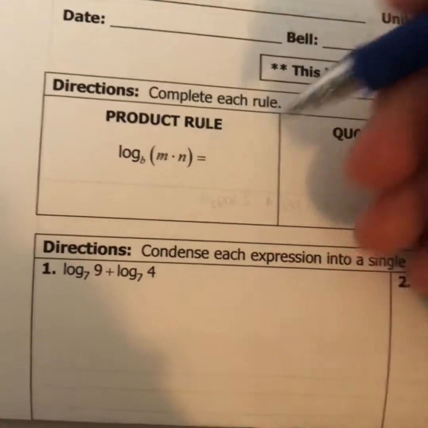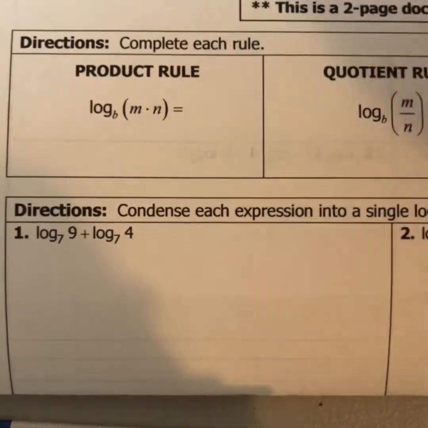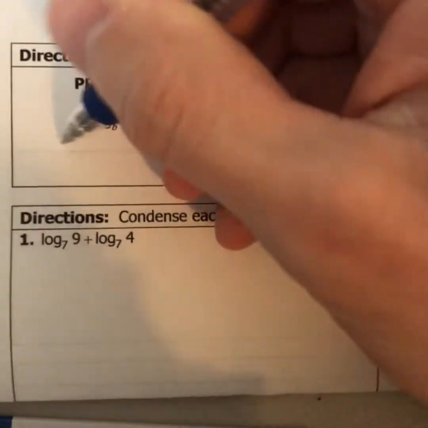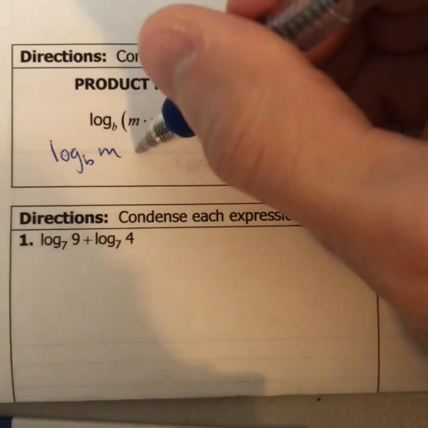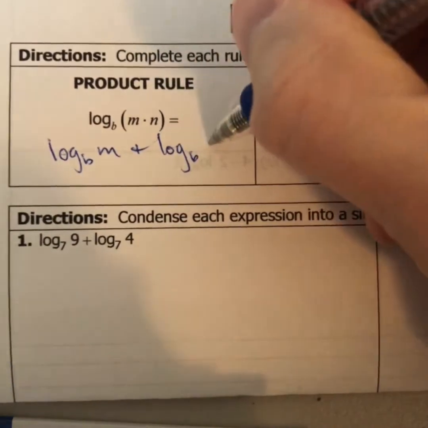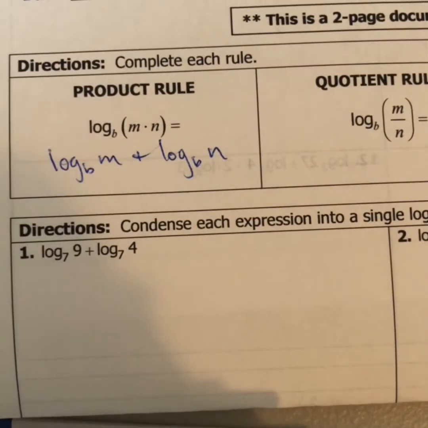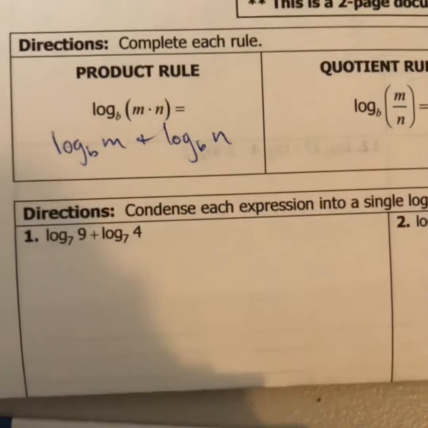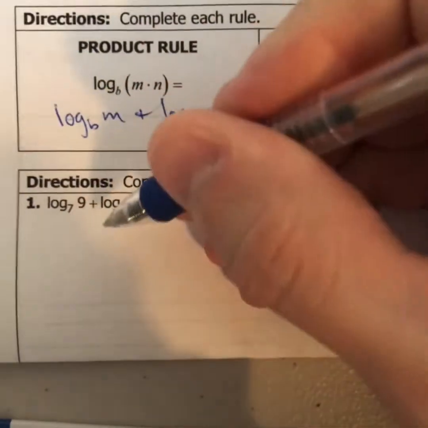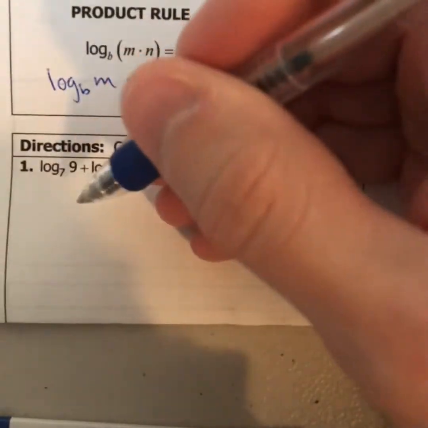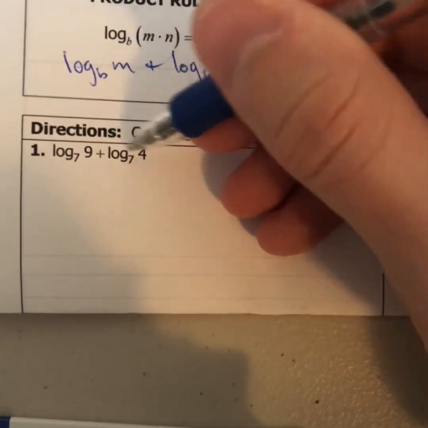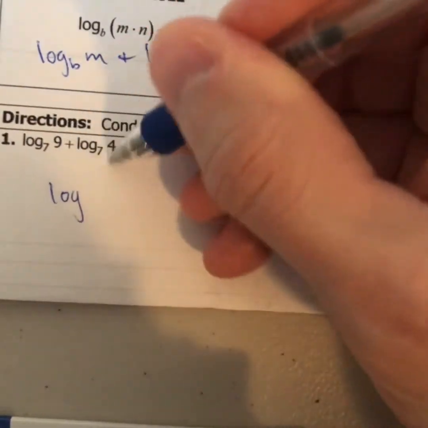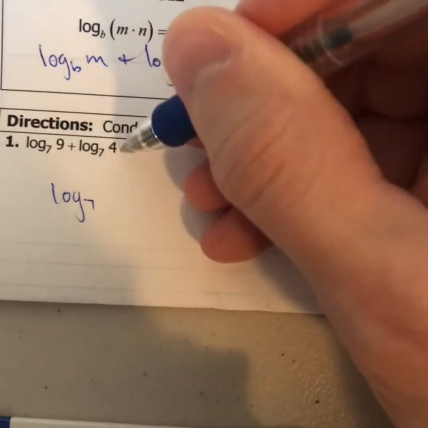Okay, so with the product rule, remember, we're just going to turn multiplication into addition. So log base b, for this general case, of m times n equals log base b of m plus log base b of n. That's it. So if we look below here, this is a product rule. We see addition, which vice versa, the opposite's also true. We can turn this addition right here into multiplication. So the bases are the same, log base 7 of 9 times 4.